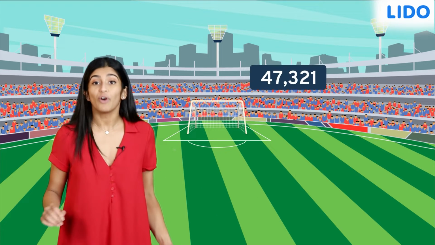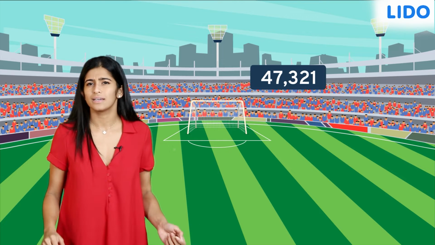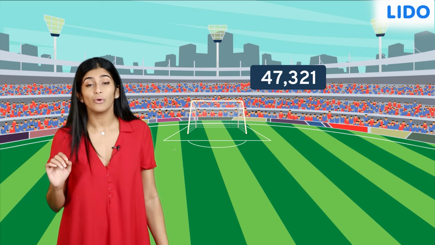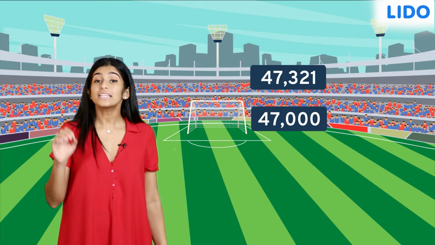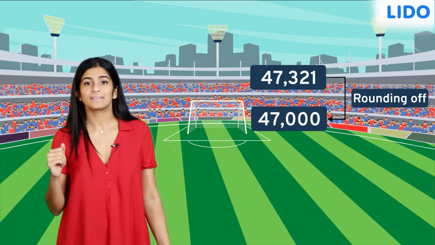Hey guys, yesterday I went to watch the FIFA World Cup semi-finals and the match was so exciting. Do you know how many spectators were at the stadium? There were 47,321 spectators. But in the news, it says that there were around 47,000 spectators. Do you know why? It's because they have rounded off the number of spectators to the thousands place.